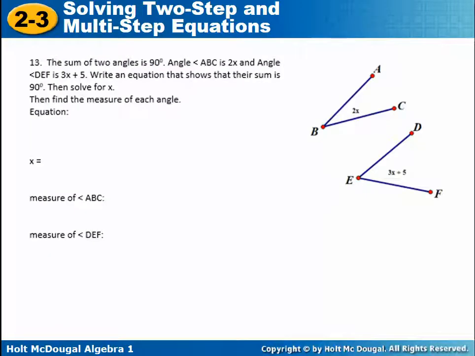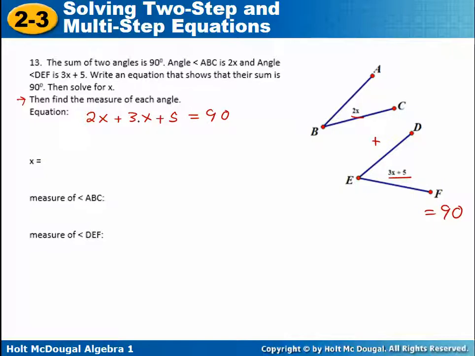Also on this worksheet, this is the same problem that you did in the 2.3 worksheet with one more step added. So in 2.3 you had to write an equation that said that the sum of these two angles is 90, and then you had to solve for x. The extra step is now find the measure of each angle. So your equation would be 2x plus 3x plus 5 is equal to 90. I just added this plus this, and it's equal to 90.